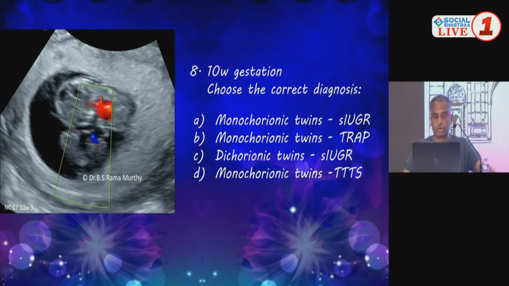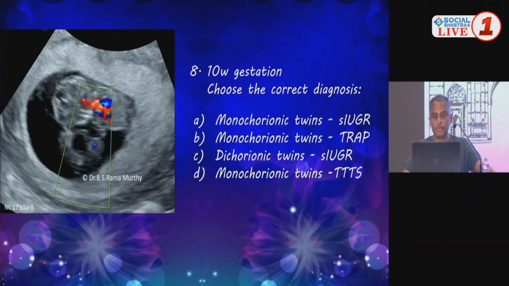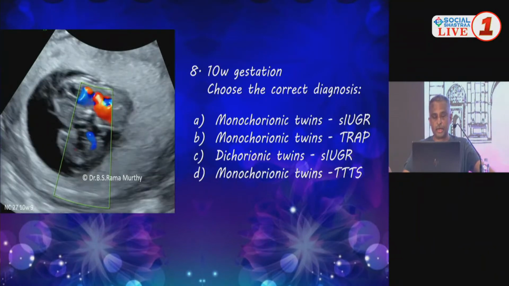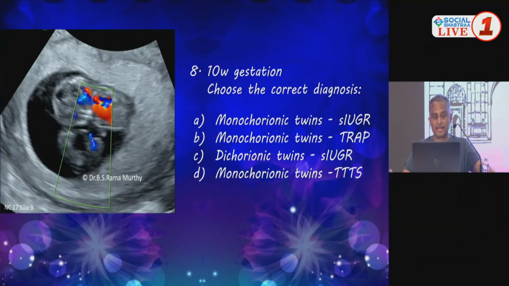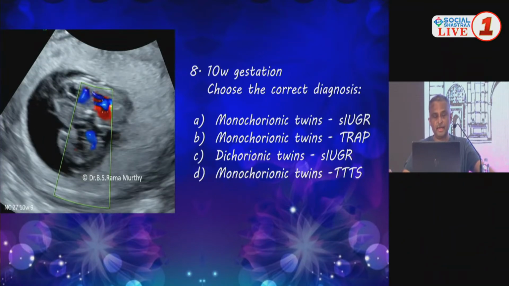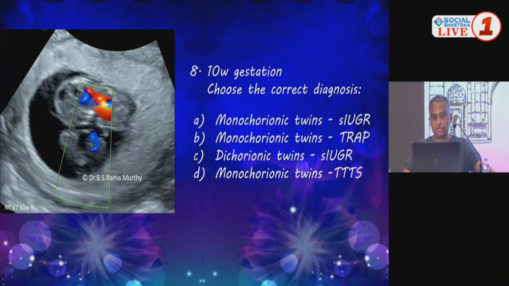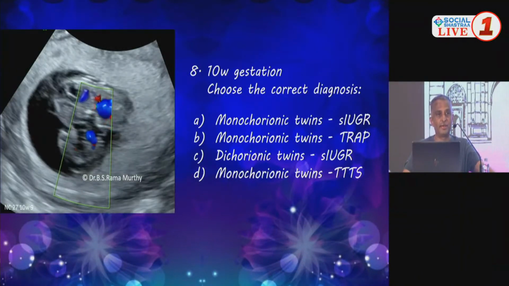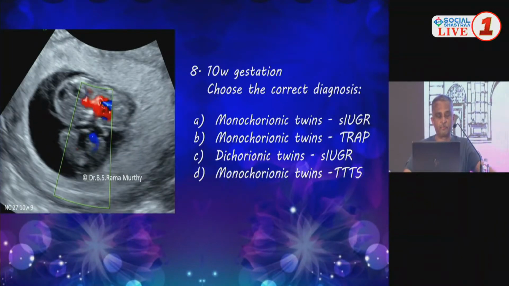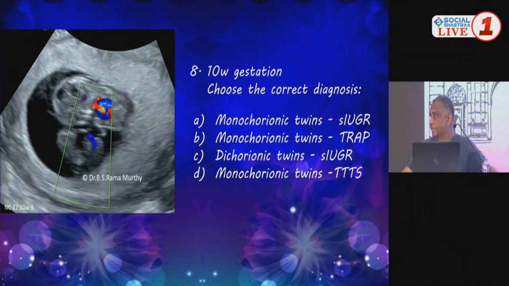A, monochorionic twins with one twin showing selective IUGR. B, monochorionic twins with twin reversed arterial perfusion. C, dichorionic twins, SIUGR. D, monochorionic twins with twin-twin transfusion sequence. Can you start the timer, please?